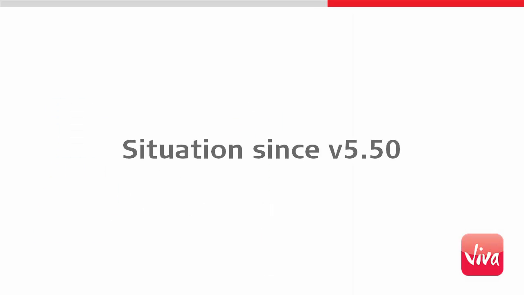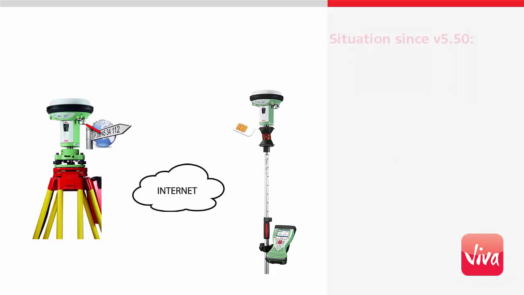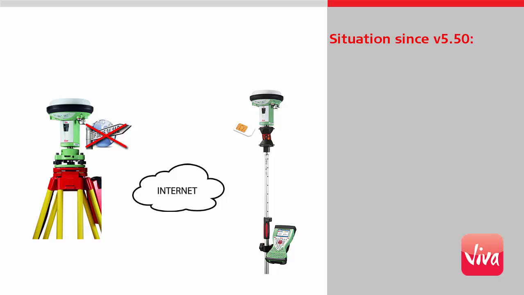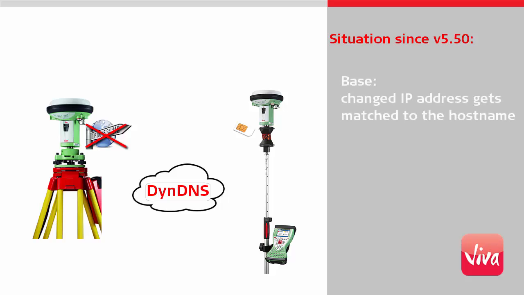With the introduction of dynDNS in version 550, it is possible to use regular SIM cards with dynamic IP addresses and not be affected by IP address changes. These get handled by the dynDNS service. Now I'm going to show the single configuration steps needed to use dynDNS services.